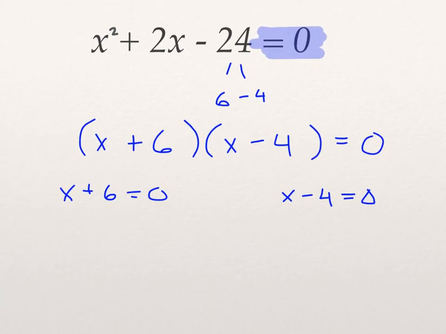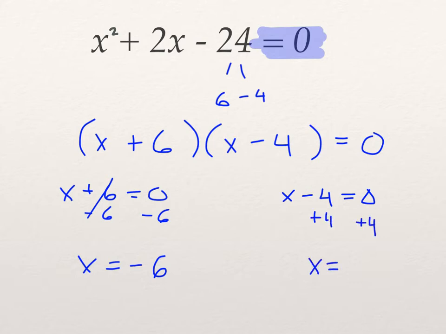So we solve for x now. What do we do in our equation on the left? Subtract 6 to move it over. So x is equal to negative 6. And what about the equation on the right? Add 4. So x is equal to 4. So these are our two answers.